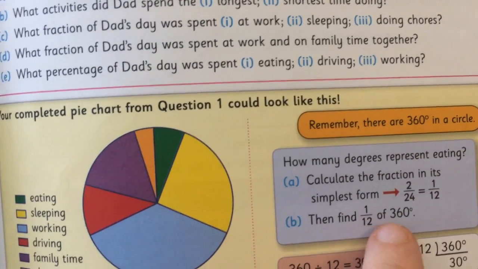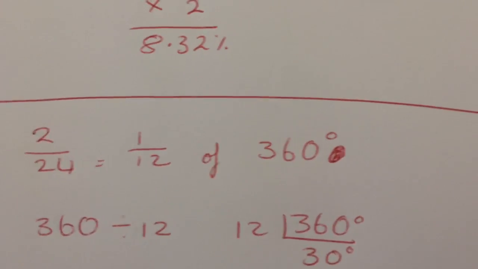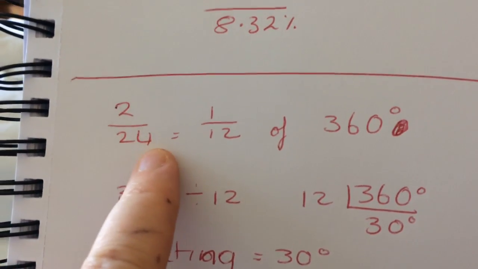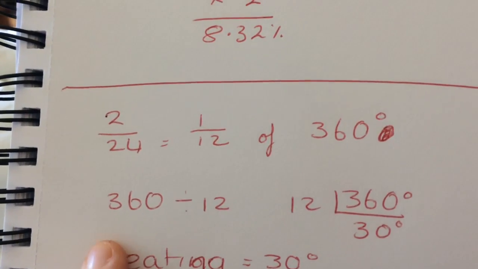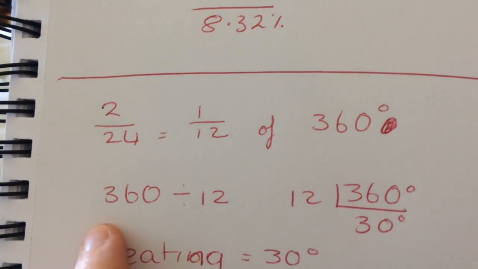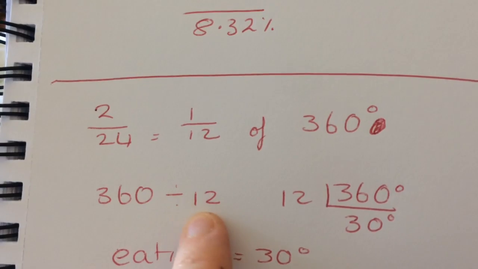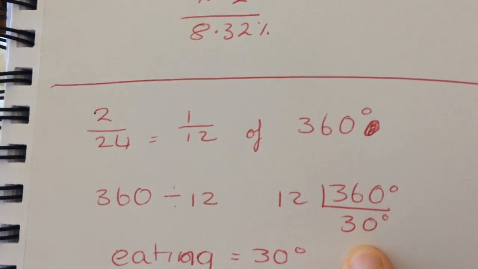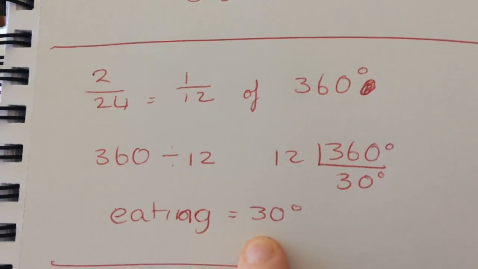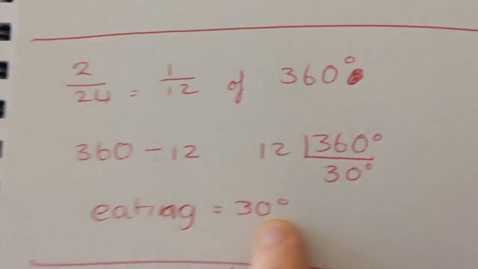Then you find 1/12 of 360. So I have it done here. 2 out of 24 is equal to 1/12 of 360. 1/12 is equal to 360 divided by 12. And when you divide it by 12, you get 30. So eating is 30 degrees. So eating, which is that green part there, is 30 degrees.